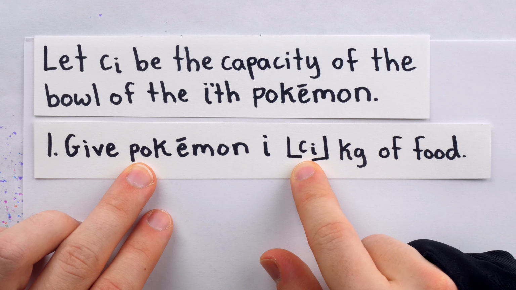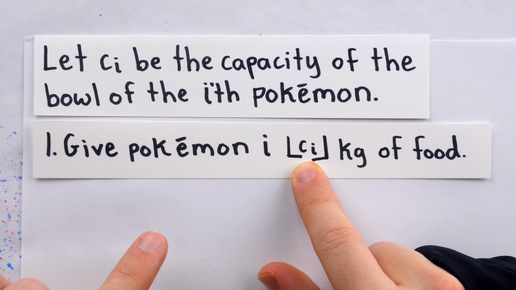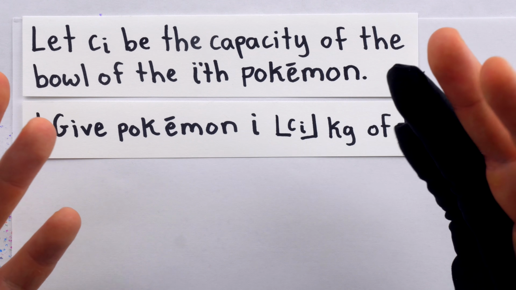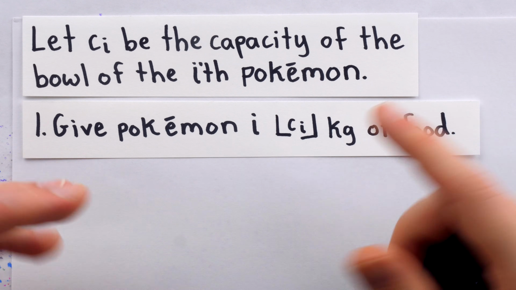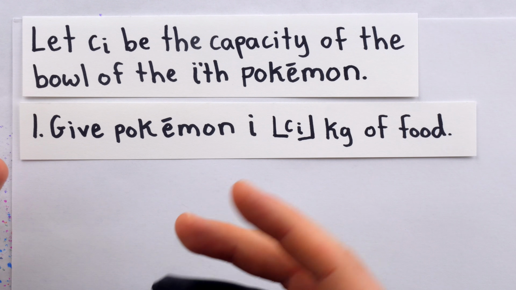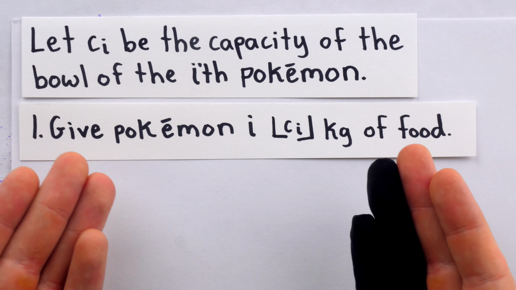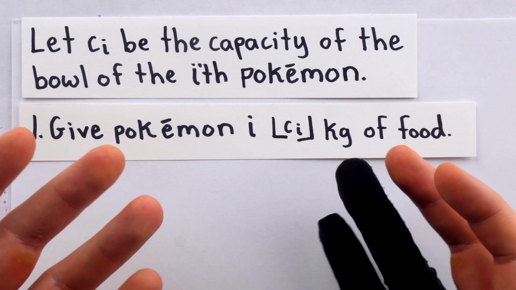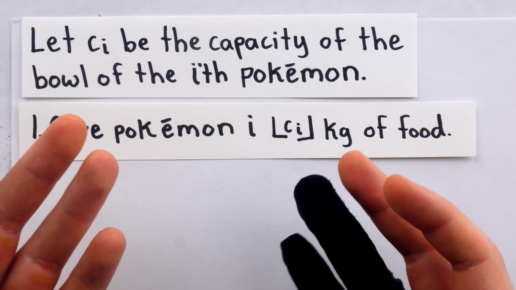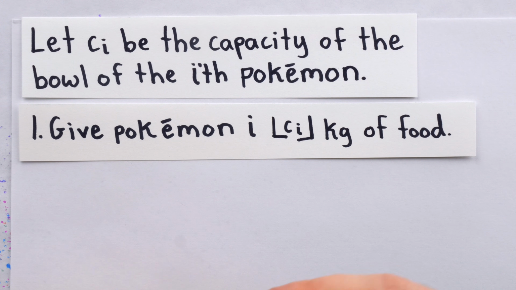So if a Pokemon's bowl has a capacity of 2.9, we're going to give them 2 kilograms of food, and not anymore. If a Pokemon's bowl has a capacity of 7, this would just round it down to 7, the nearest integer. If it's something like 8.2, it would round it down to 8. After doing this, a Pokemon's dissatisfaction could be pretty high. For example, a capacity of 1.9 would get 1 kilogram of food and have a dissatisfaction level of 0.9.